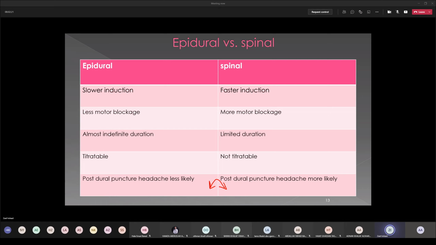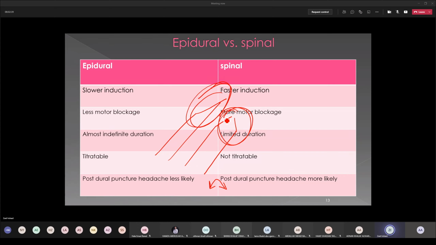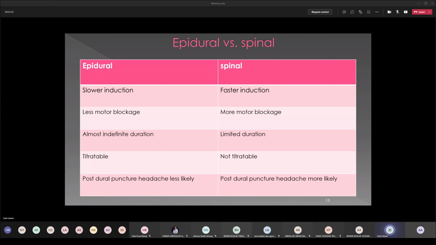In spinal we usually use a smaller needle and this needle is differently shaped. Instead of being bevel-shaped, it is pencil-shaped. So this splits the fibers, whereas the bevel cuts the fibers. If you cut the fiber, you're more likely to induce spinal headache. If you split the fiber, you're less likely to cause a headache. So epidural has more chance for severe headache.